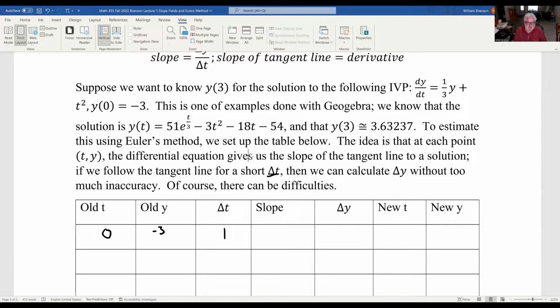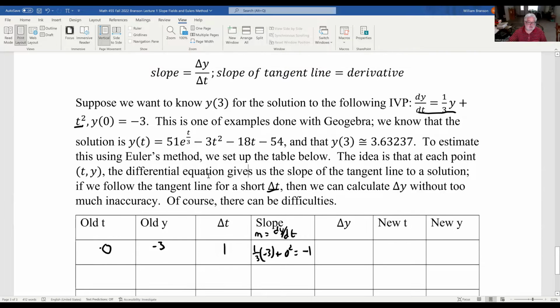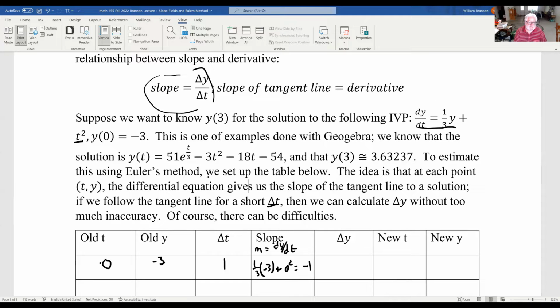Slope, again, is the slope of the tangent line. It's dy/dt at the point that we are interested in. So dy/dt is 1/3 y plus t squared. So 1/3 times y, which is -3, plus t squared. t is 0, so 0 squared, that equals -1. So what's delta y? Well, remember from this, delta y equals m delta t. So delta y is going to be slope times delta t, that's -1.